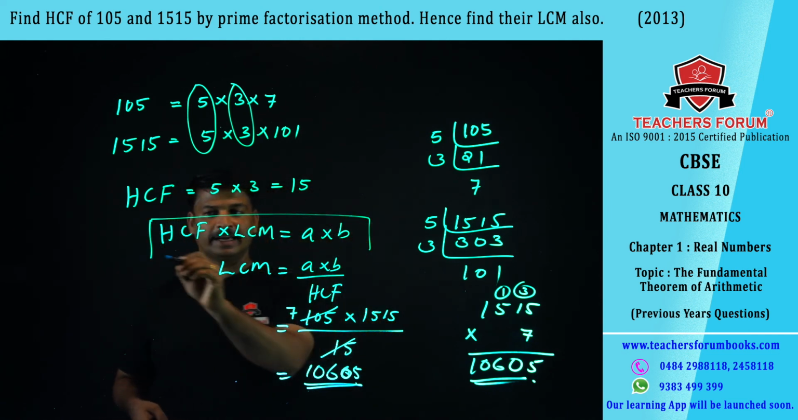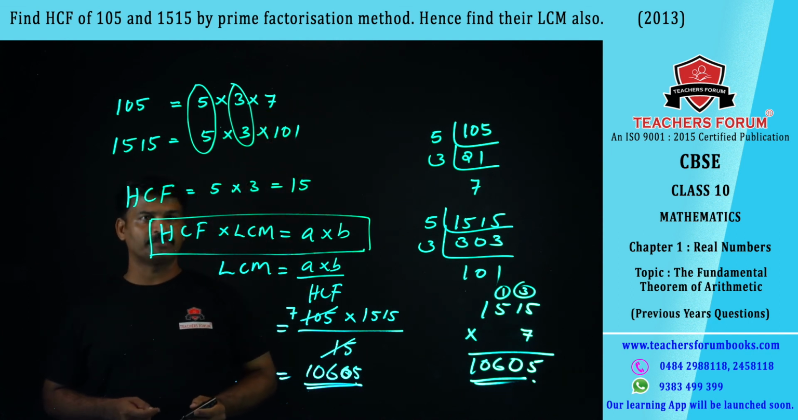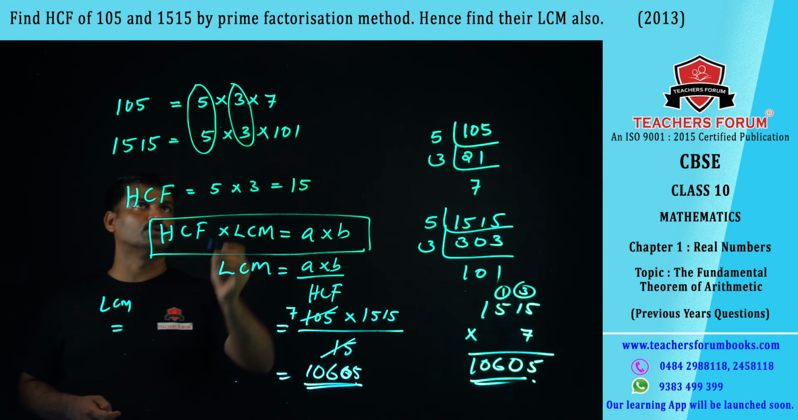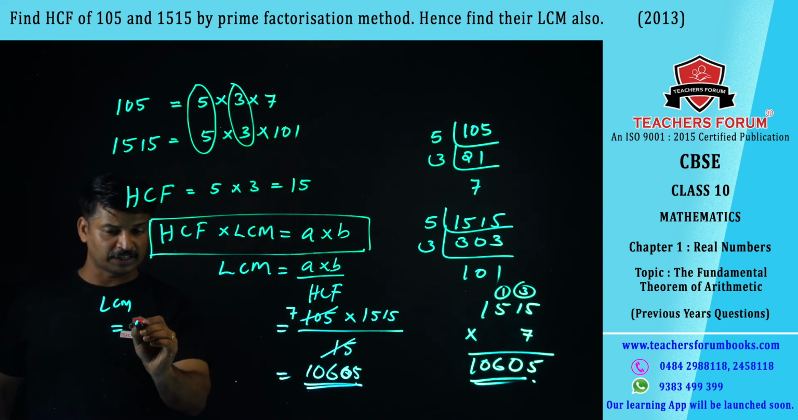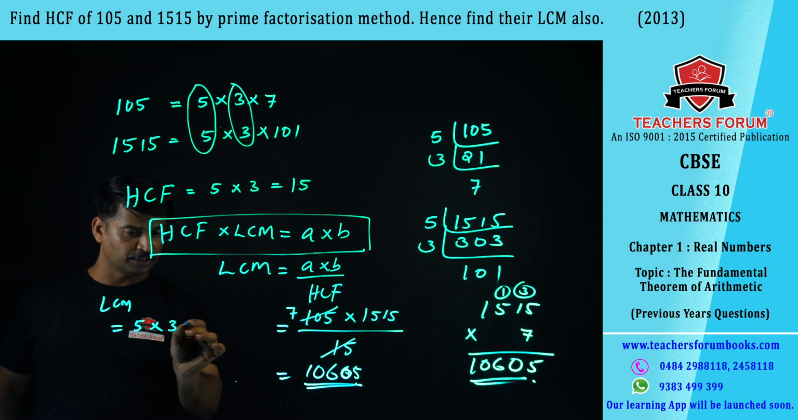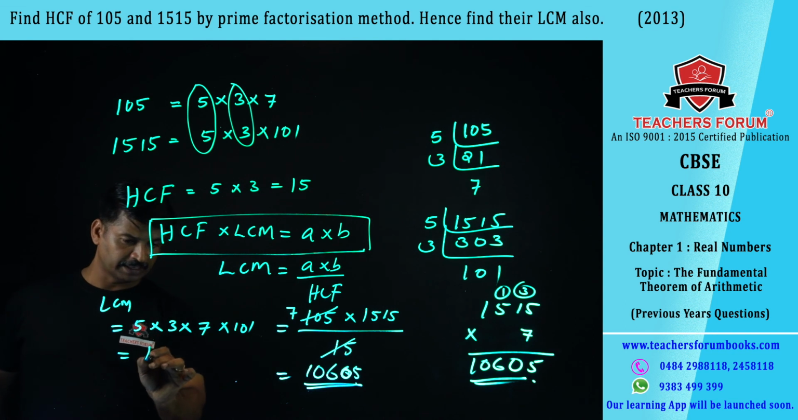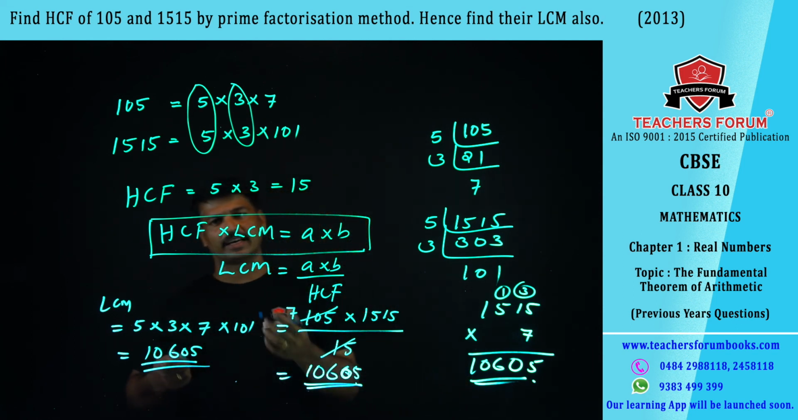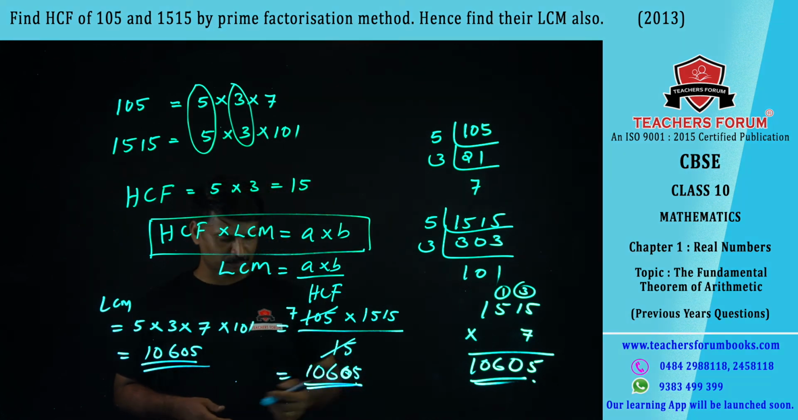It is not necessary that you should find the LCM using this relation. Okay, you can find out the LCM in another way also. See, from here itself, if you want, you can find out the LCM. LCM is equal to 5 into, first you find what are the common factors. That is 5 is there. 5 into 3 into 7 into 101. This also will give you 10,605. Okay, so once you find HCF, you can find LCM using this relation. That will be easier. HCF into LCM is equal to A into B.